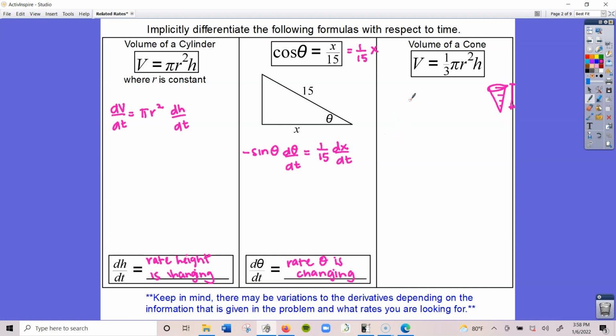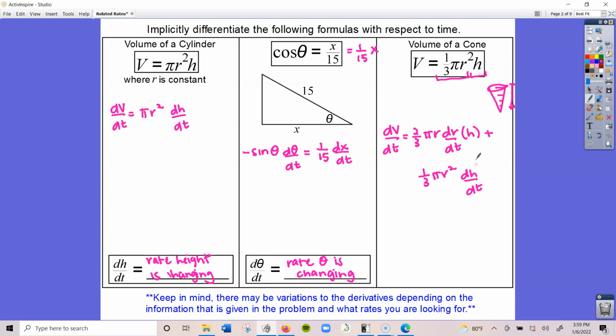So for the derivative of the volume of a cone, we would have to use the product rule for r squared and h. dV/dt is going to equal, I'm going to use this as my first part and this as the second. The derivative of this would be 2 over 3 pi r dr/dt times h, plus, now I'm going to leave that first part alone, 1 over 3 pi r squared times the derivative of h, which is dh/dt.